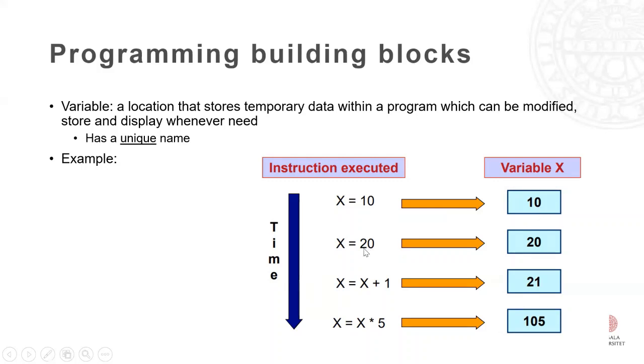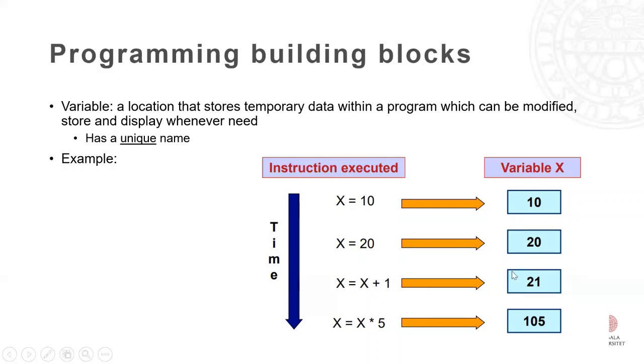And then imagine in your program later on, you have another assignment which assigns 20 to x. So this old value will be removed, and the new value will be written on it. So please have in mind that all these are referring to the same location in the memory, which is related to variable x. They are not different locations. And imagine in the next instruction, you want to assign x plus 1 to x.